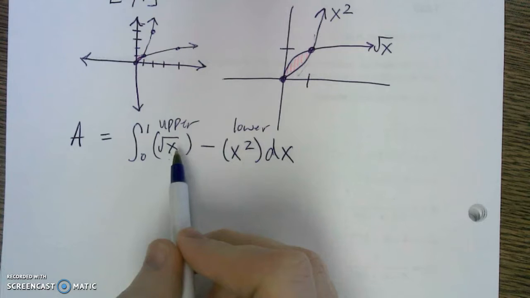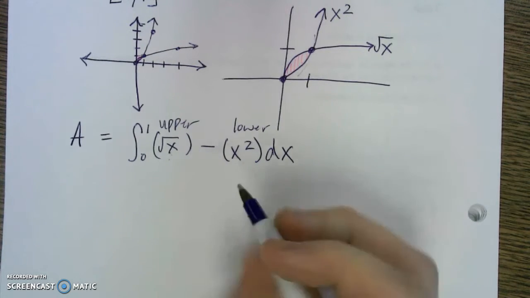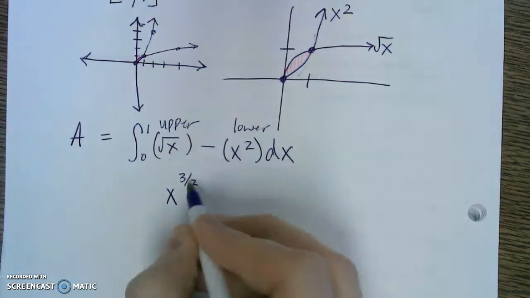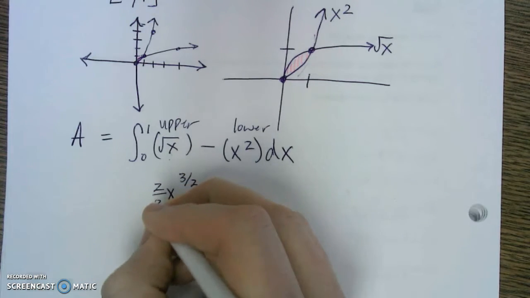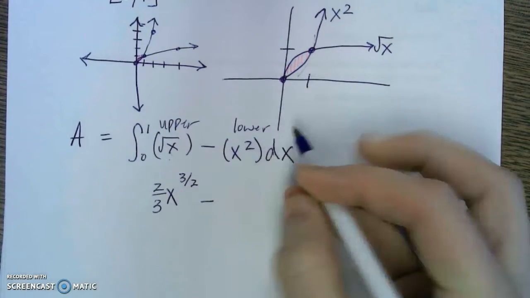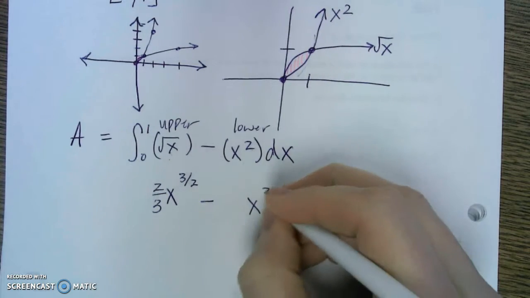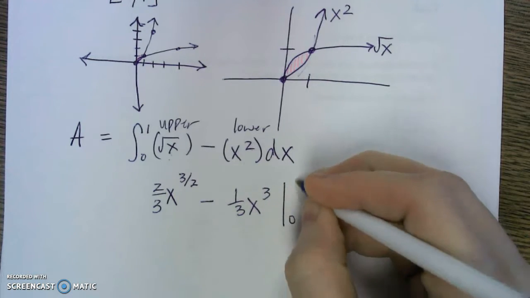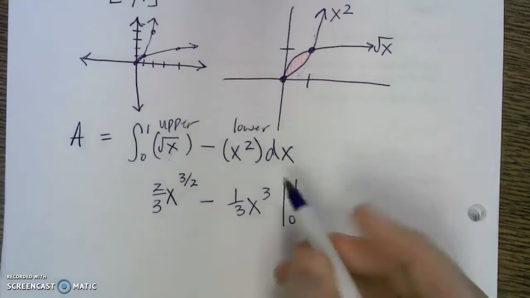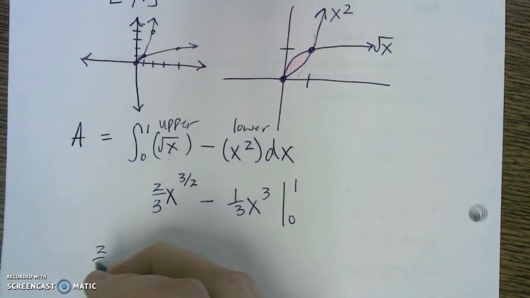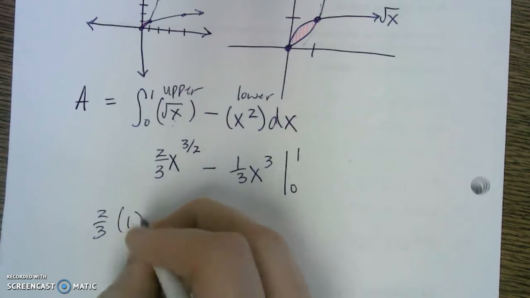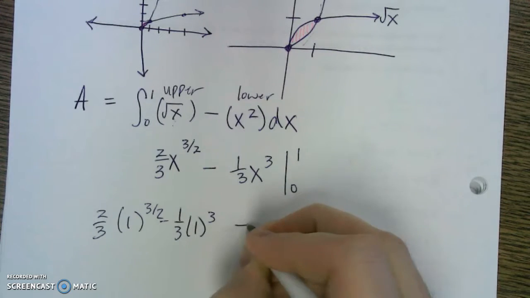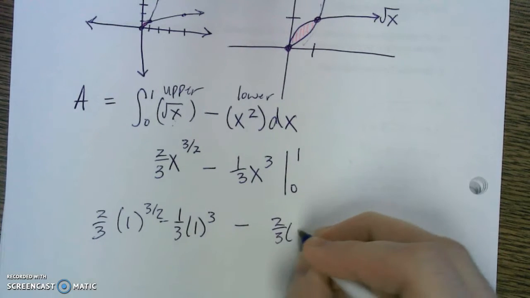So the antiderivative of x to the 1/2, you're going to add 1 to the exponent and then multiply by the reciprocal, or divide by that exponent. Then we're going to add 1 to this exponent and divide by it. And then we're going to evaluate it from 0 to 1. And so I'm going to plug in 1. And minus, I'm going to plug in 0.